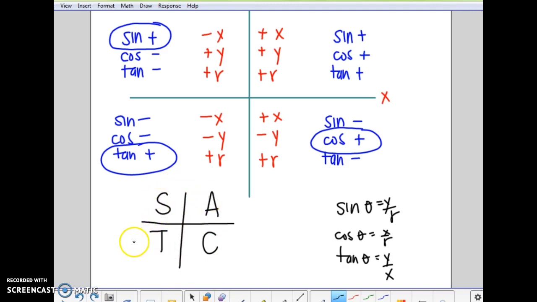We're going to do some stuff today. We have to make sure, oh, I'm in the third quadrant, so I have to make sure that tangent's the only positive one. Sine and cosine need to be negative.